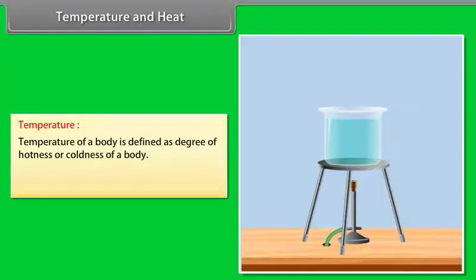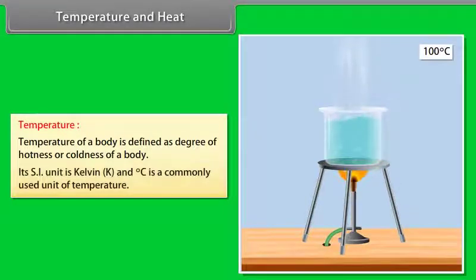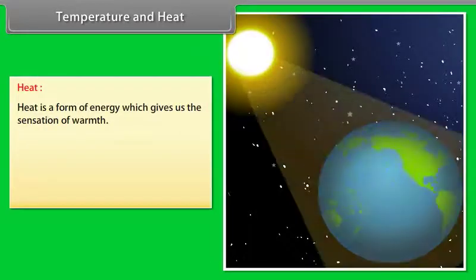Temperature and heat. Temperature of a body is defined as the degree of hotness or coldness of a body. Its SI unit is Kelvin and degree Celsius is a commonly used unit of temperature. Heat is a form of energy which gives us the sensation of warmth.